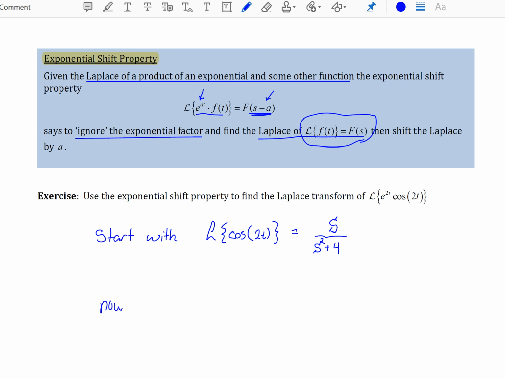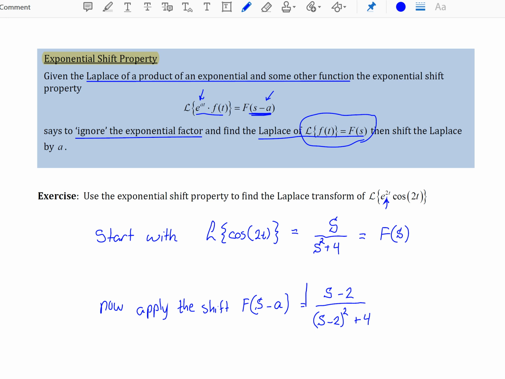Now apply the shift. So now if this is f of s, now I want to look at f of s minus a, which means replace all your s's with your s minus a, where here your a is this 2. So it'll look like now s minus 2 over s minus 2 squared plus 4. This is our Laplace transform.